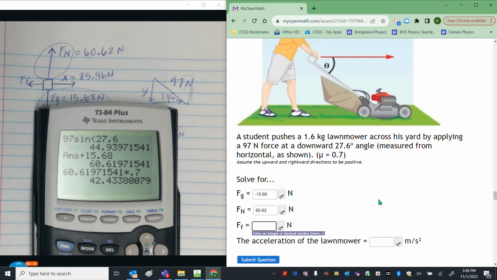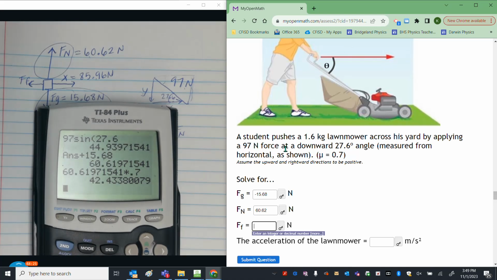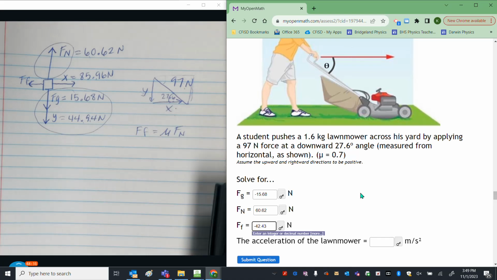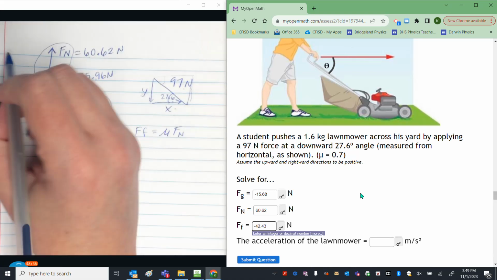It keeps going. But please look at the picture. This is in the negative direction. So you're not going to get a negative number. You have to identify it as being negative when you look at that diagram. Negative 42.43 newtons. Now that we have that, we can find acceleration. Okay, again, let me go ahead and fill this one in. 42.43.